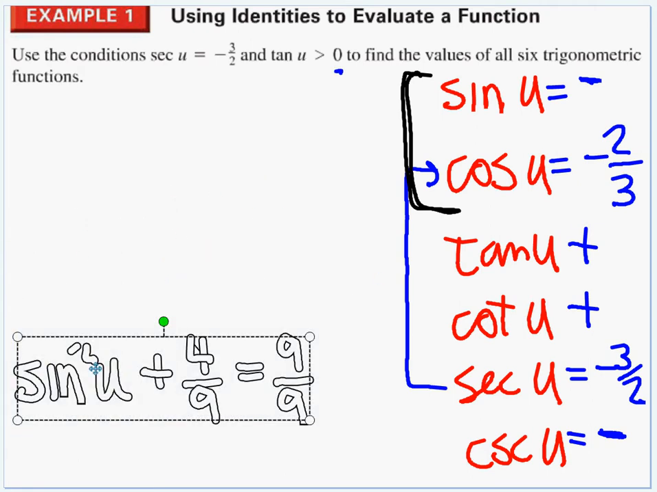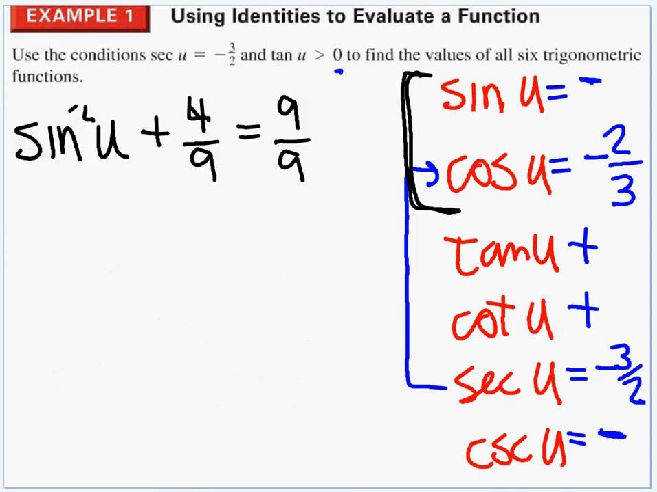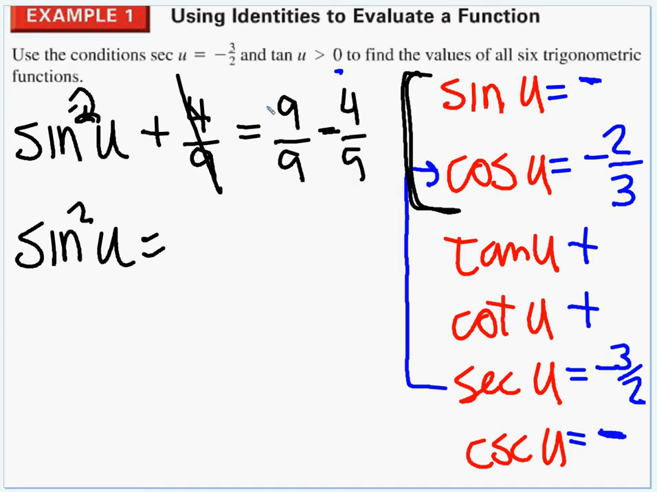Okay. Let's get the sine squared alone. This is a squared up here. So sine squared u equals, we're going to subtract the 4/9, take it over here and make it a minus 4/9. 9/9 minus 4/9 is 5/9. Okay, we're almost home on sine.